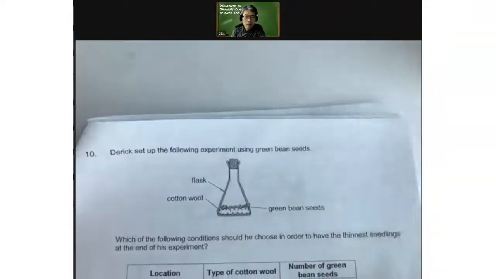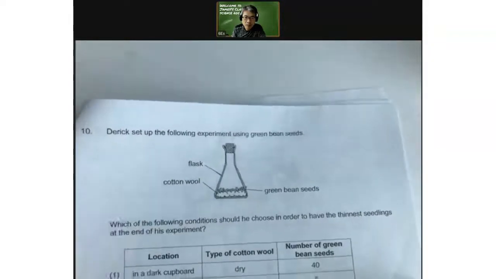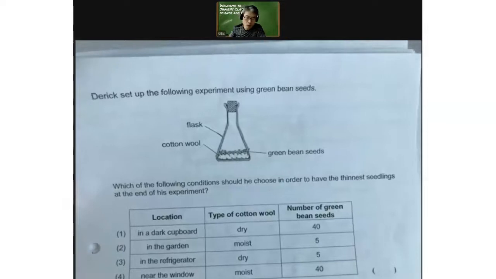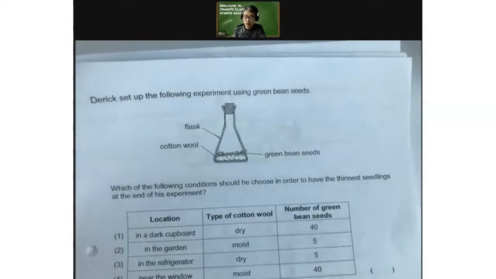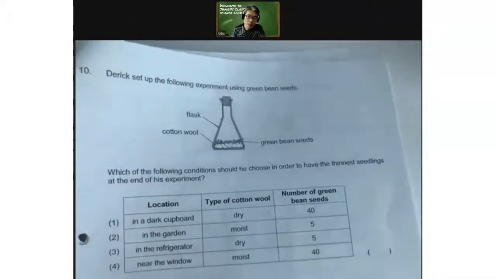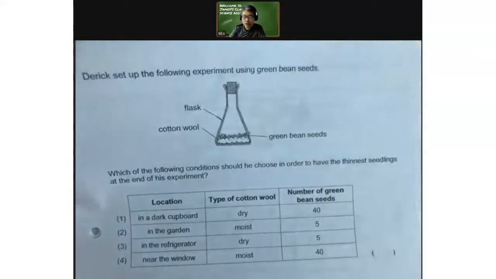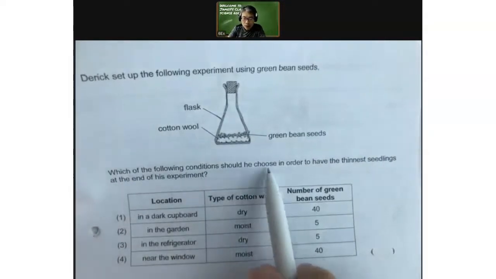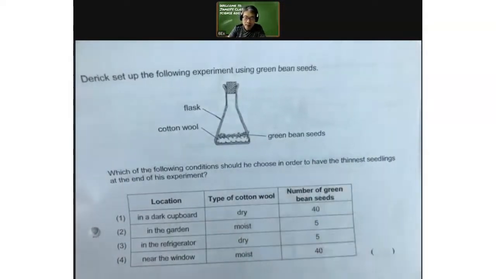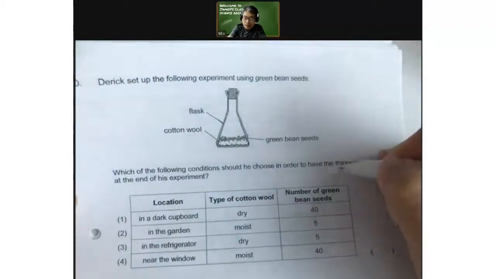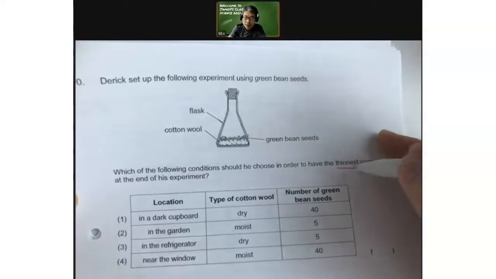Question 10. Derek set up the following experiment using green bean seeds. Now this experiment we tried in class, but it didn't work out because all our germinating seeds started to turn moldy. Unfortunately, so let's try to do this again after the exams. Now, which of the following conditions should he choose in order to have the thinnest seedlings at the end of the experiment? Now, we talk about this: thinnest seedling stock means that they are actually very unhealthy.